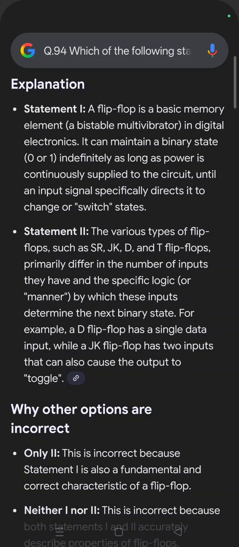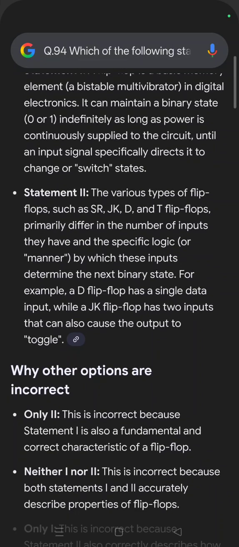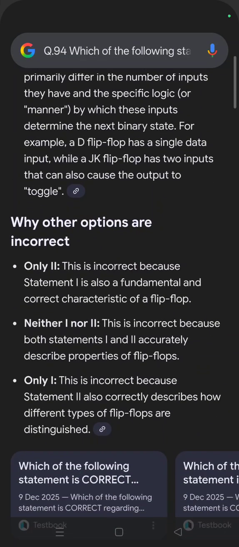Statement 2: the various types of flip-flops such as SR, JK, D and T flip-flops primarily differ in the number of inputs they have and the specific logic or manner by which these inputs determine the binary state. For example, a D flip-flop has a single data input while a JK flip-flop has two inputs that can also cause the output to toggle. Why are other options incorrect?